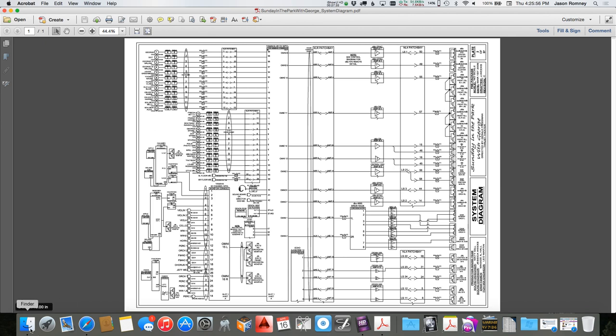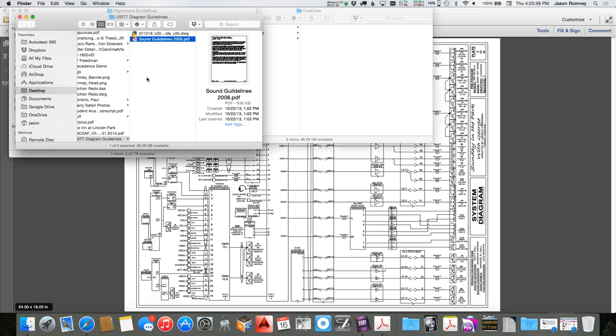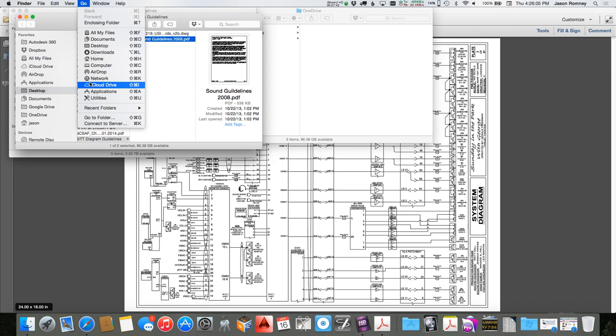Okay, so let me show you. Do you guys know how to get onto the Walrus server that we run? Okay, so you can say go and connect to server, which is command K if you want to.